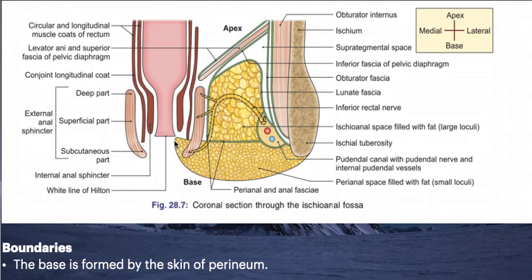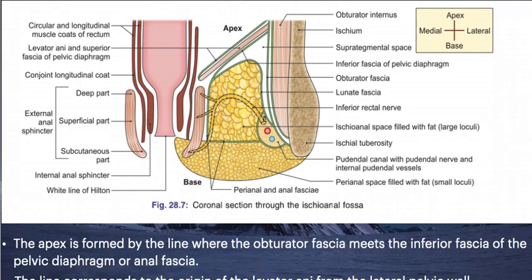So the base is formed by the skin of the perineum. Further on, the apex is formed by a line where the obturator fascia, covering the obturator internus muscle, which you must have studied in the hip bone, meets the inferior fascia of the pelvic diaphragm, or the anal fascia. The fascia covering the obturator internus is called the obturator fascia. That is the apex.